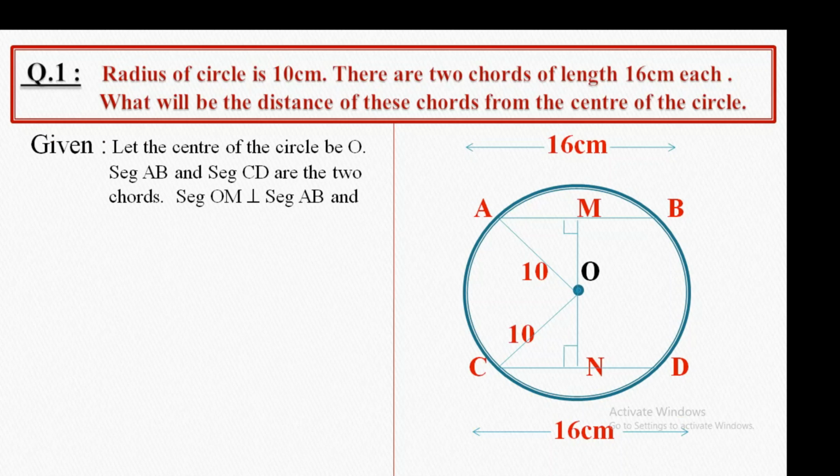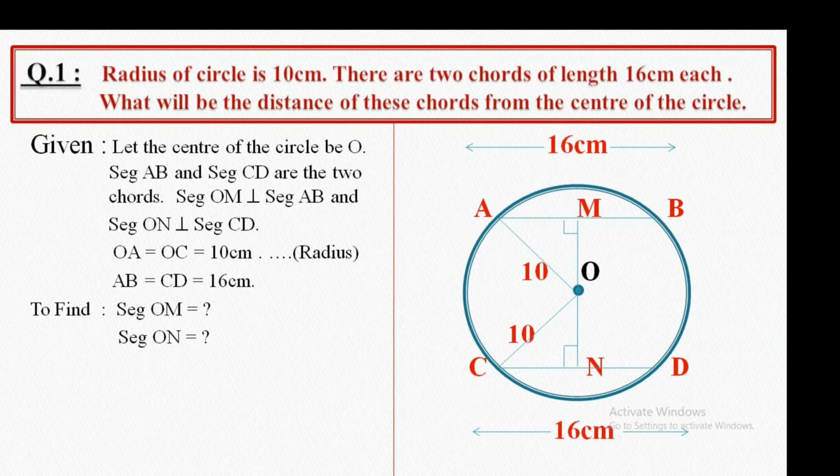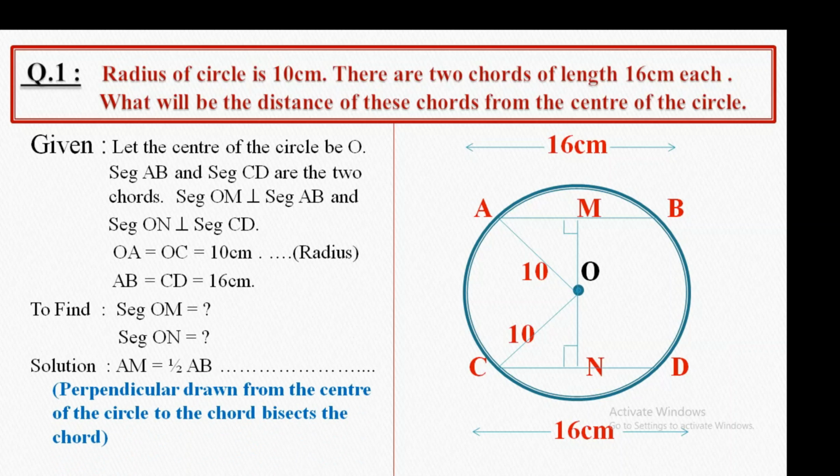Now let's see the solution. First we will write the given according to the question. Let us consider O as the center of the circle. Segment AB and segment CD are the two chords. OM is perpendicular to the chord AB and ON is perpendicular to the chord CD. OA and OC are 10 centimeter, that is nothing but the radius of the circle. And the chords AB and CD are of 16 centimeter each. What do we have to find? We have to find segment OM and segment ON.